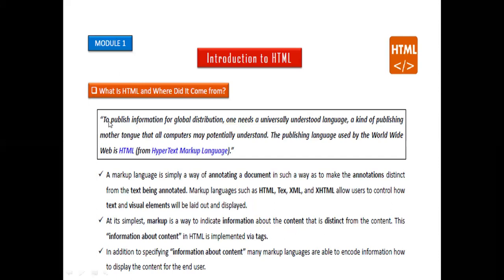Here you see the definition. To publish information for global distribution, one needs a universally understood language, a kind of publishing mother tongue that all computers may potentially understand. The publishing language used by the World Wide Web is HTML. Means if you want to publish any information globally, it can be understood by anyone who has knowledge of computer interaction, and then it can be published in their mother tongue.